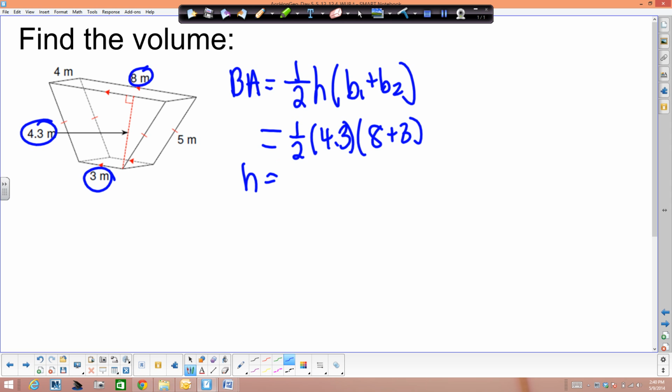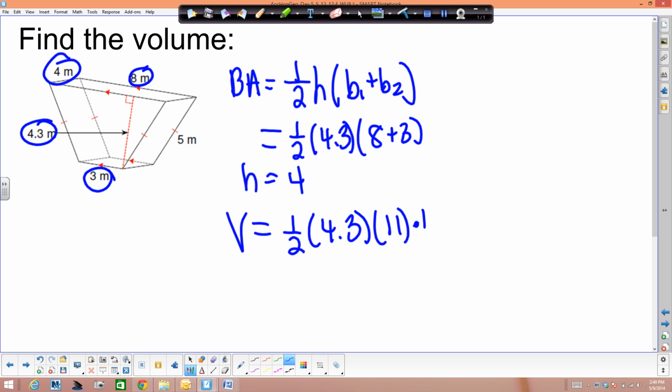And then the height of the prism, how long is it between the two trapezoids? Well, if you look, that length is given to us right there. So the height of the whole prism is 4. You're not talking about the height of the trapezoid, you're talking about the height of the prism, the length between the two bases. So then to find the volume, we're going to do half of 4.3 times 8 plus 3, which we know is 11, so I'm going to go ahead and put 11, and then times the height, which is 4. So if we work that out, you get 94.6, and that would be cubic meters.